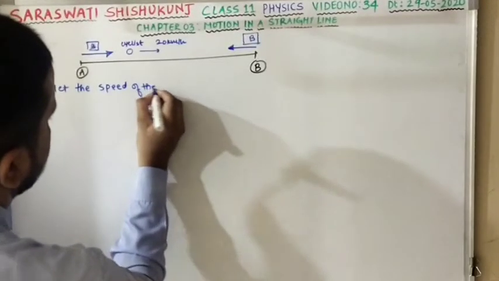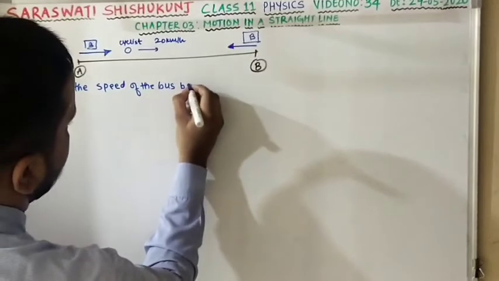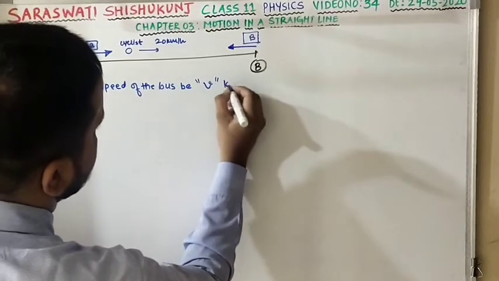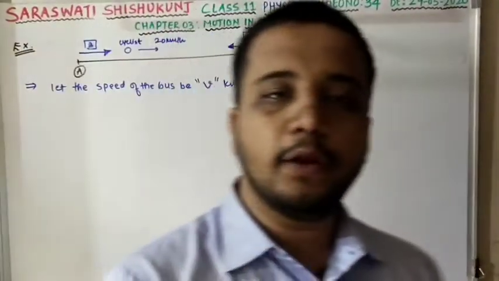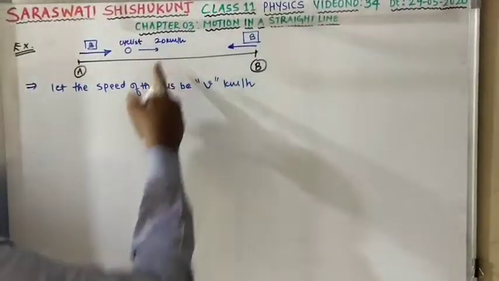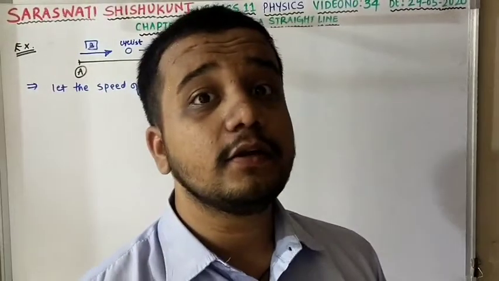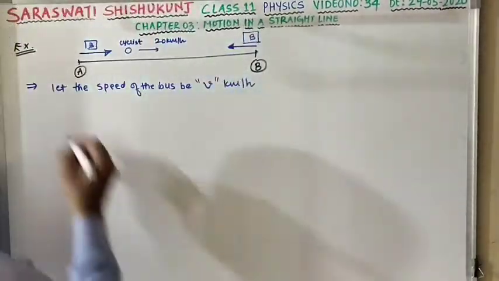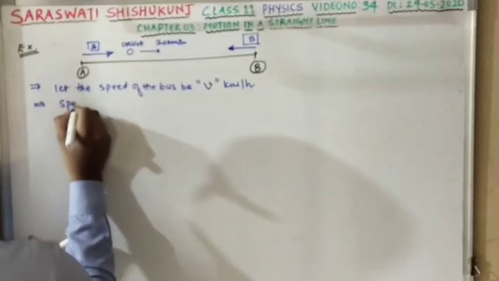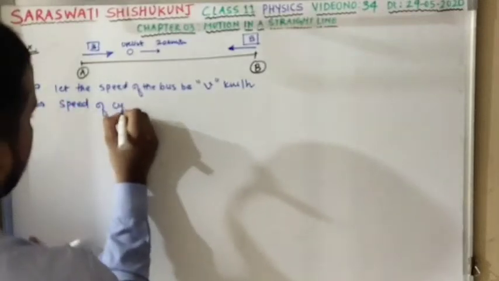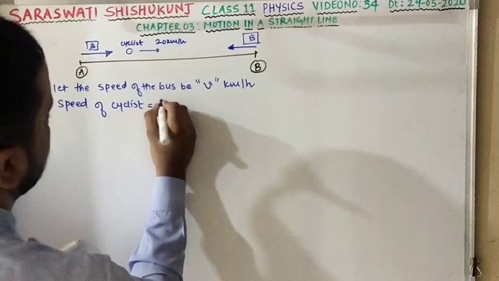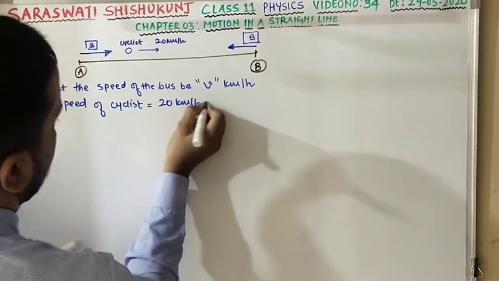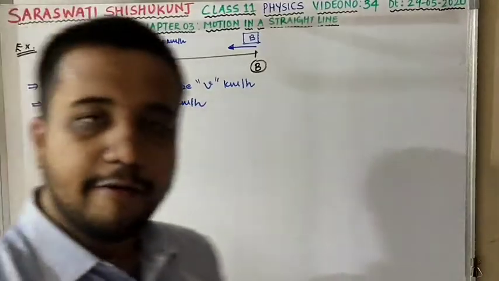So we can consider the first thing over here. Let the speed of the bus be V kilometers per hour. We don't know the speed, so we are taking V kilometer per hour. Cyclist speed, how much? We already know. What is cyclist speed? 20 kilometers per hour. So speed of the cyclist is equal to 20 kilometer per hour. Is this clear? 100% clear?